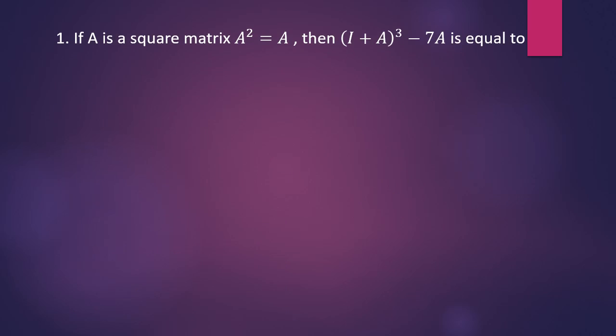The first problem is: if A is a square matrix and A square equals A, then we have to find the value of (I plus A) to the power 3 minus 7A. So these are the four options. We have to choose any one of them by solving the given equation.